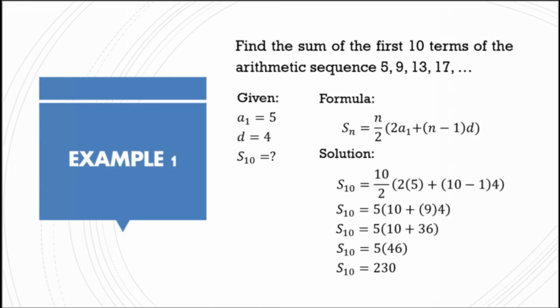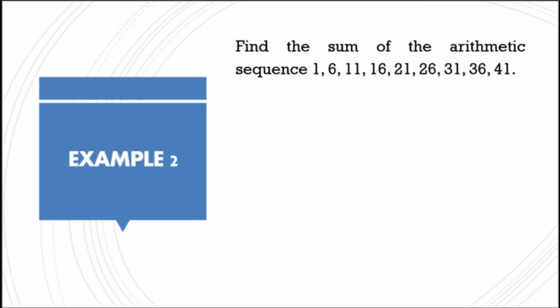And for our last example, find the sum of the arithmetic sequence 1, 6, 11, 16, 21, 26, 31, 36, and 41. Well, we can just add them all together, but since we have a formula, we can use it. We identify first the given. a sub 1 is given, which is 1. And the a sub n, which is the last term, is equal to 41. And the value of n, which is the number of terms in the given sequence, we have 9. And the unknown is S sub 9.